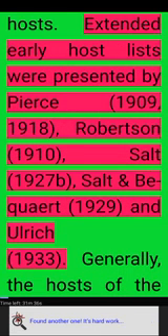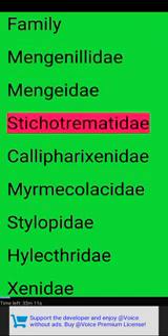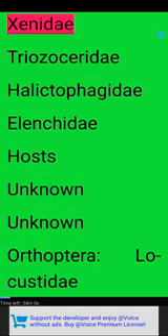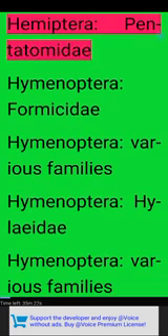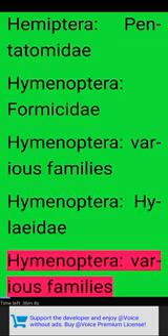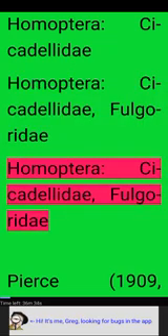Extended early host lists were presented by Pierce 1909, 1918, Robertson 1910, Salt 1927b, Salt and Bequaert 1929, and Ulrich 1933. Generally, the hosts of the different families, based on the classification and records given by Pierce 1909, 1911, 1918, are as follows. Families: Mengenilidae, Mengidae, Stichotrematidae, Callipharixenidae, Myrmecolacidae, Stylopidae, Hylecthridae, Xenidae, Elenchidae, Halictophagidae. Hosts: unknown, unknown, Orthoptera, Locustidae, Hemiptera, Pentatomidae, Hymenoptera, Formicidae, Hymenoptera, various families, Hymenoptera, Halictidae, Hymenoptera, various families, Homoptera, Cicadellidae, Fulgoridae.